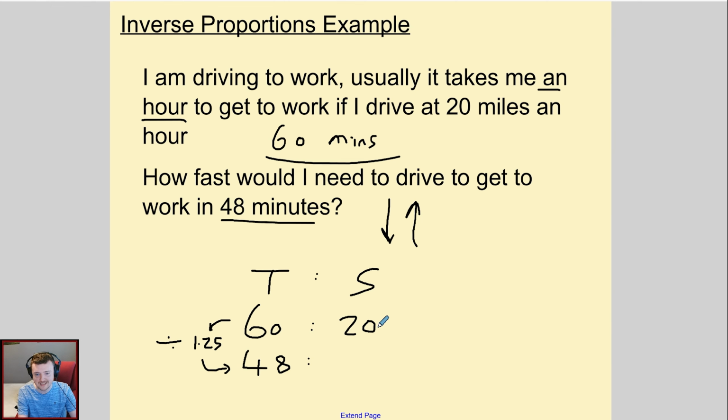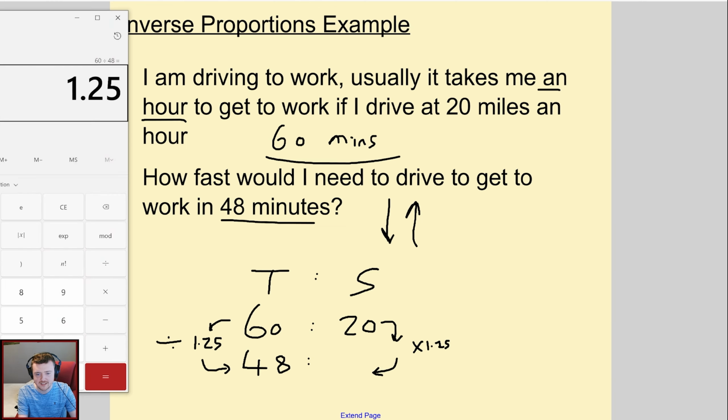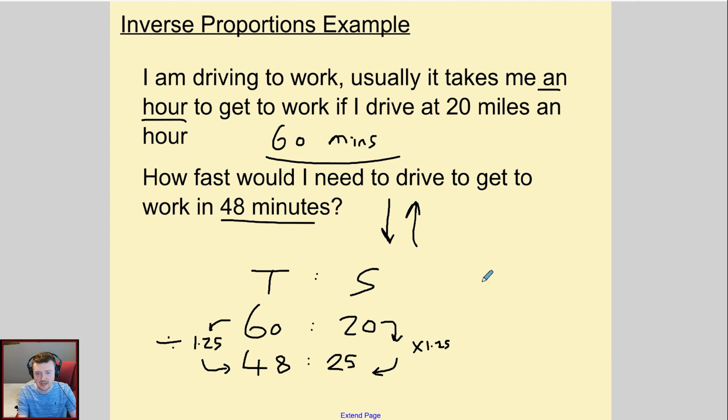Do exactly the opposite on this side. So because it's divide over here, I'm going to times by 1.25 over here. 20 times by 1.25 is 25. So to get there in 48 minutes, I have to go at 25 miles an hour. That is my solution. That's my answer. The only clue here is that I think if I've got to get somewhere faster, I've got to go quicker. I've got to take less time by going more quickly. So less time, more speed. That's an inverse proportion question. And they'll often look like this, to do with time, to do with how long it takes for things to happen.